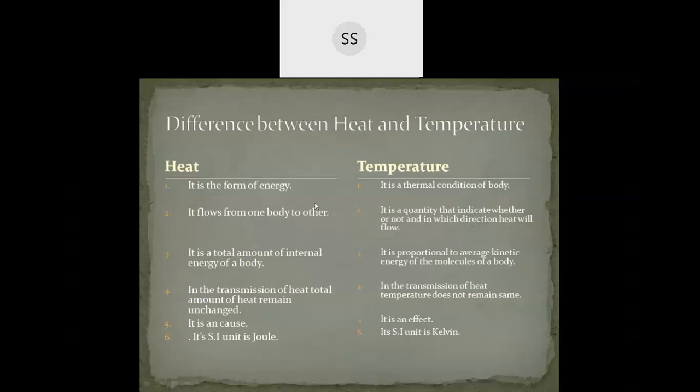Next topic is difference between heat and temperature. It is the most important topic of this chapter. All the important questions will come from this topic.